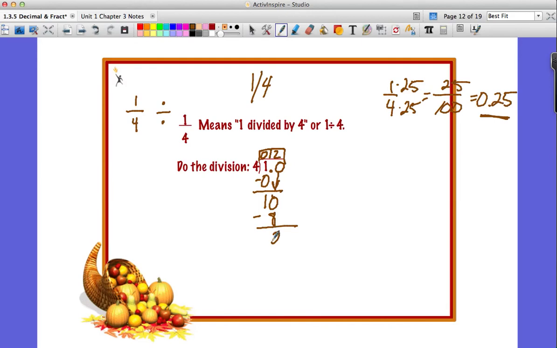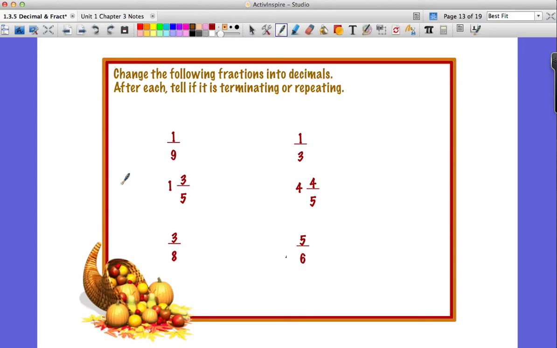Minus 8 is 2. Again, I add another 0. Okay, before I say that 4 can't go into 2, I have to add another 0 and bring it down. 4 can go into 20 5 times, which gives us 0. So as a decimal, 1/4 is 0 and 25 hundredths. Now again, we could change this when using multiplication, but I wanted you to see that the answer comes out the same. So in this case, with these fractions, it's not so nice.